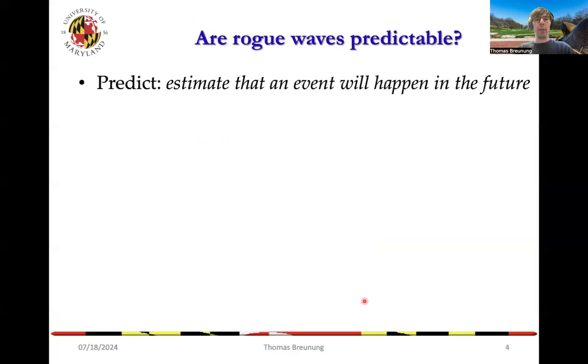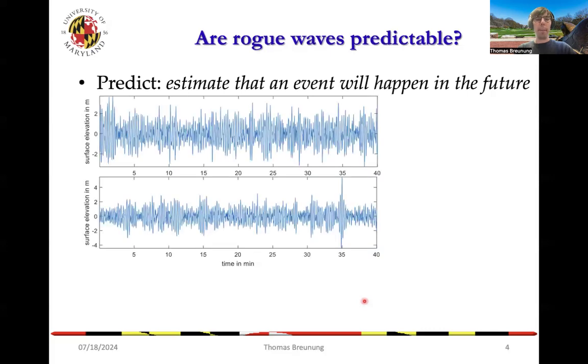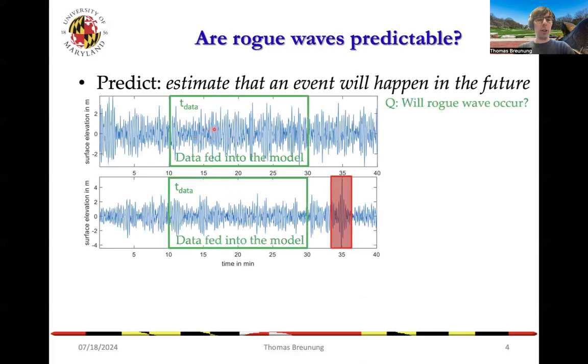So what are rogue waves now? Are they predictable or unpredictable? To predict, of course, means that one estimates if an event happens in the future or not. What that means for rogue waves, I'm going to show you on these two time series. Based on the knowledge of the time series, one needs to answer the following question: will a rogue wave occur after the time series?